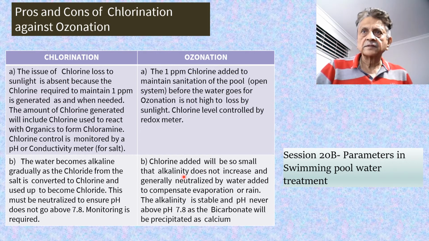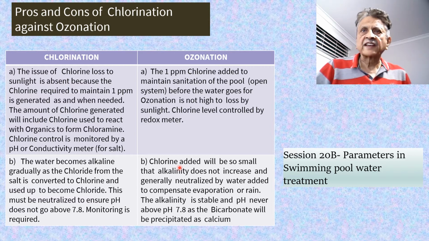But above pH of 8, we may have some issues with respect to the ozone, simply because the ozone is converted to free radicals that may not be good enough for bacterial kill. Therefore, it is necessary that we maintain the pH below 8.